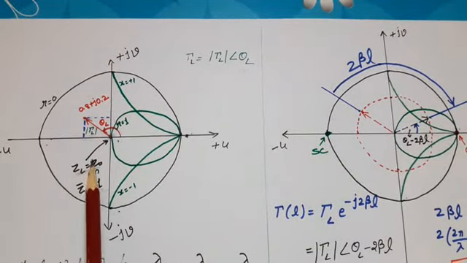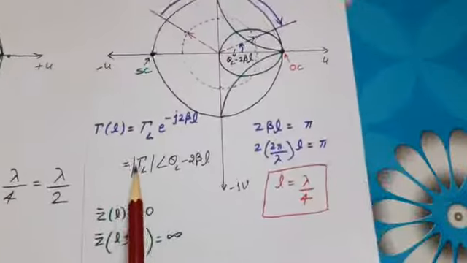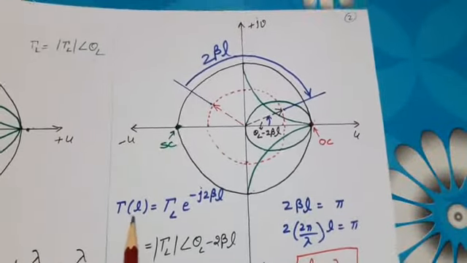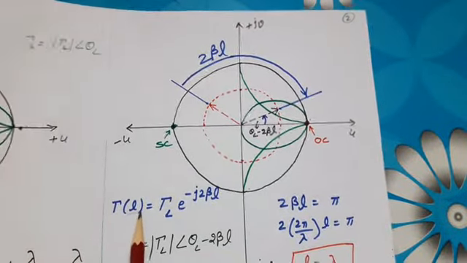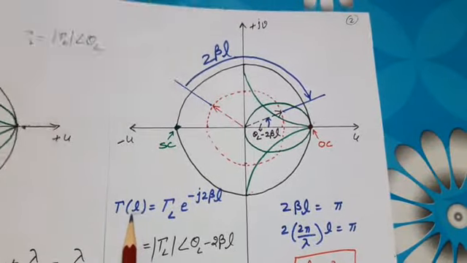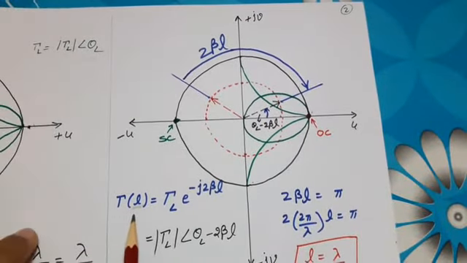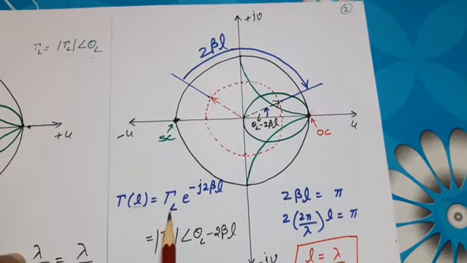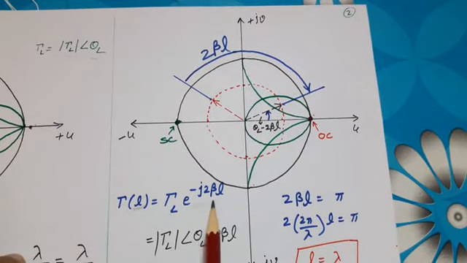Next question arises: what should we do if we want to calculate the reflection coefficient at any location small l from the load end? For this, as we know, gamma at any location small l is equal to gamma at load end times e power minus j2 beta l. It means for a distance small l, the phase is changed by minus 2 beta l and the magnitude remains the same as what it was at the load end. Therefore, at any other location, only the phase will change. Magnitude will be mod of gamma L only.